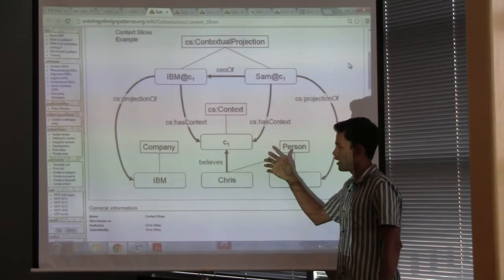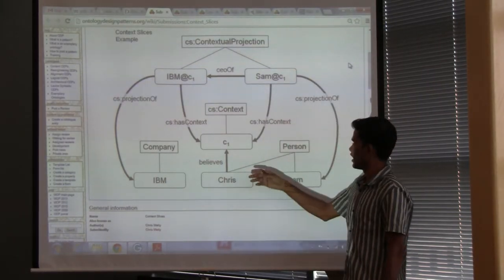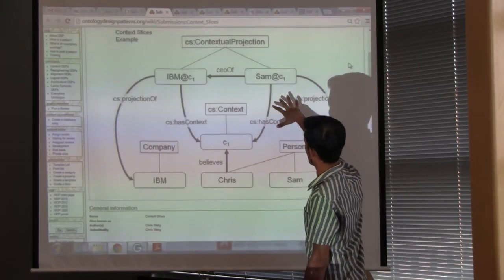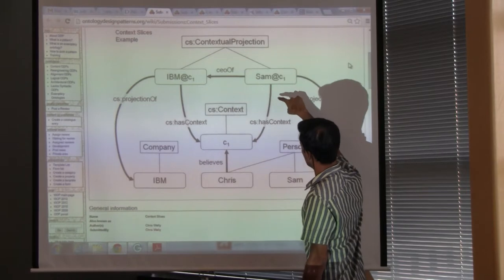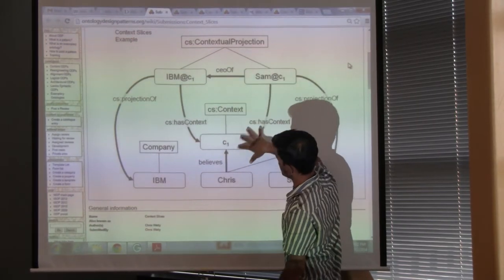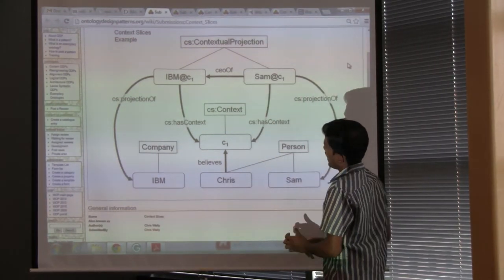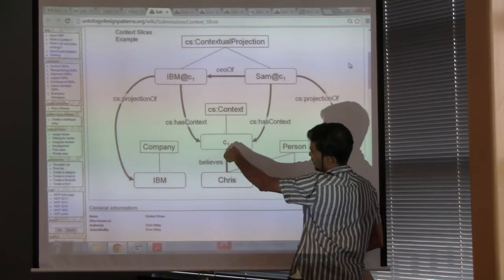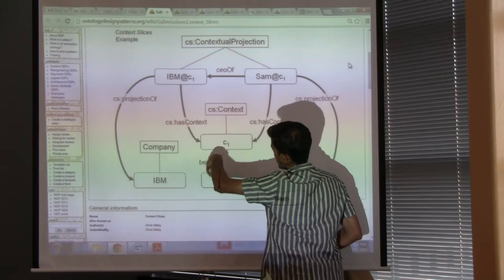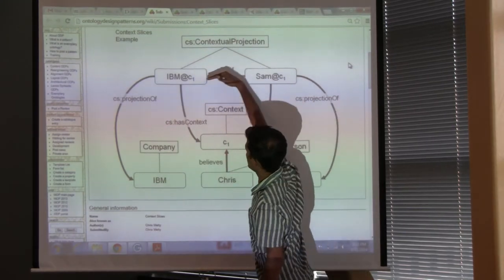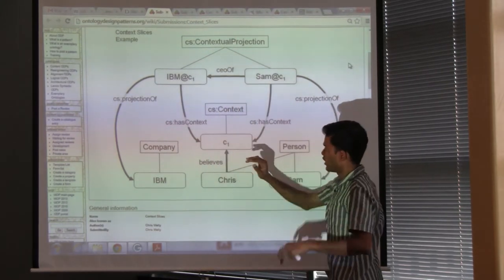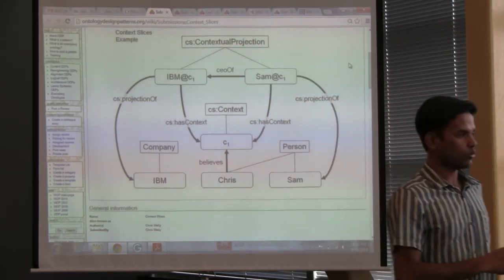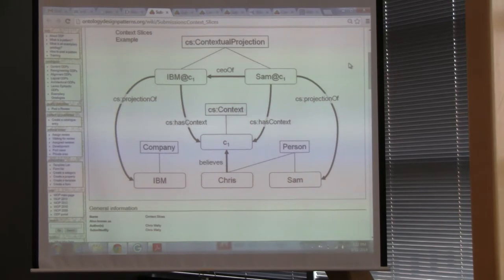So again, if you're familiar with the reification, they do that with the reification, but before that, this is what they have done. They define something called context for the triple, and then said that context is somebody believes in that. So this triple actually is not really a fact, but it is somebody believes in that.